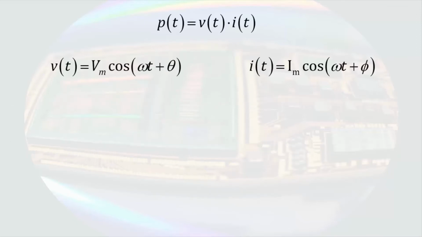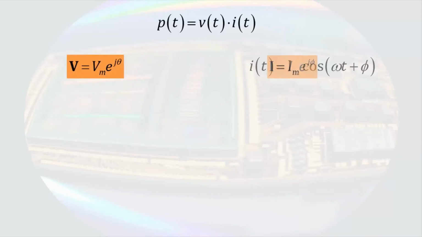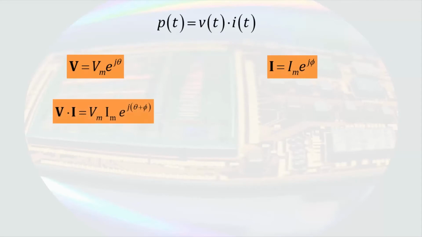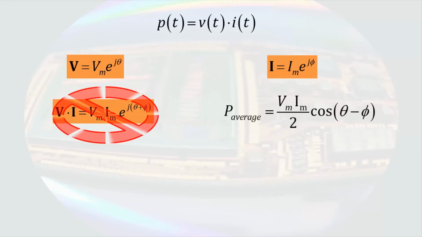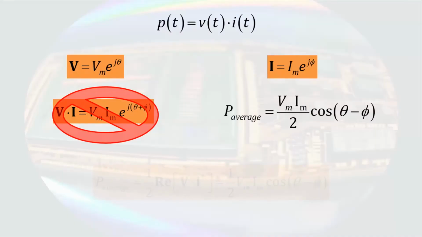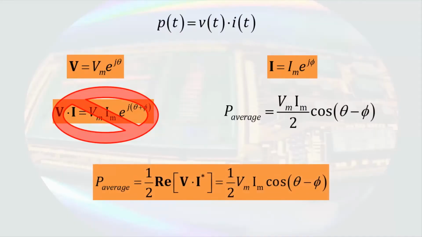Starting with the same power equation and the same time-dependent voltage and current, we can convert the current and voltage to the phasor domain. If we look at the product of the voltage and current in light of what we have done, we see they do not give us the same result. So we are going to have to make some modifications to our power calculation in the phasor domain. In order to obtain the correct results, we can look at the product of the phasor voltage times the complex conjugate of the phasor current, and 1/2 times the real part will be equal to the average power.